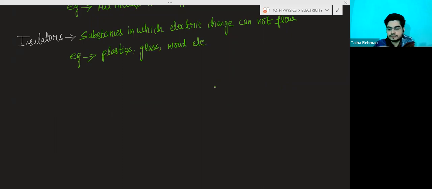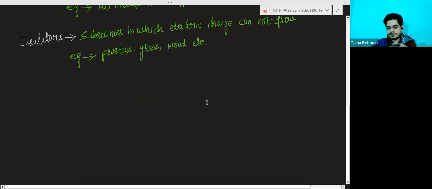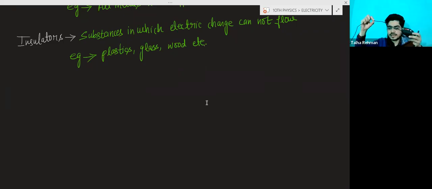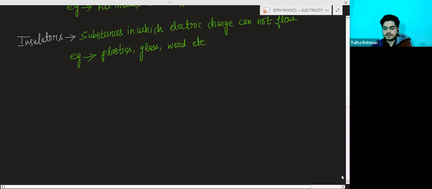Okay, in this wire there is a current right now. You can see the lighting of this mouse. In this wire there is a current, but that current is not affecting me. Why? Because the cover of this wire is an insulator. It means through the insulator the current cannot flow. That is why my body is not getting affected.